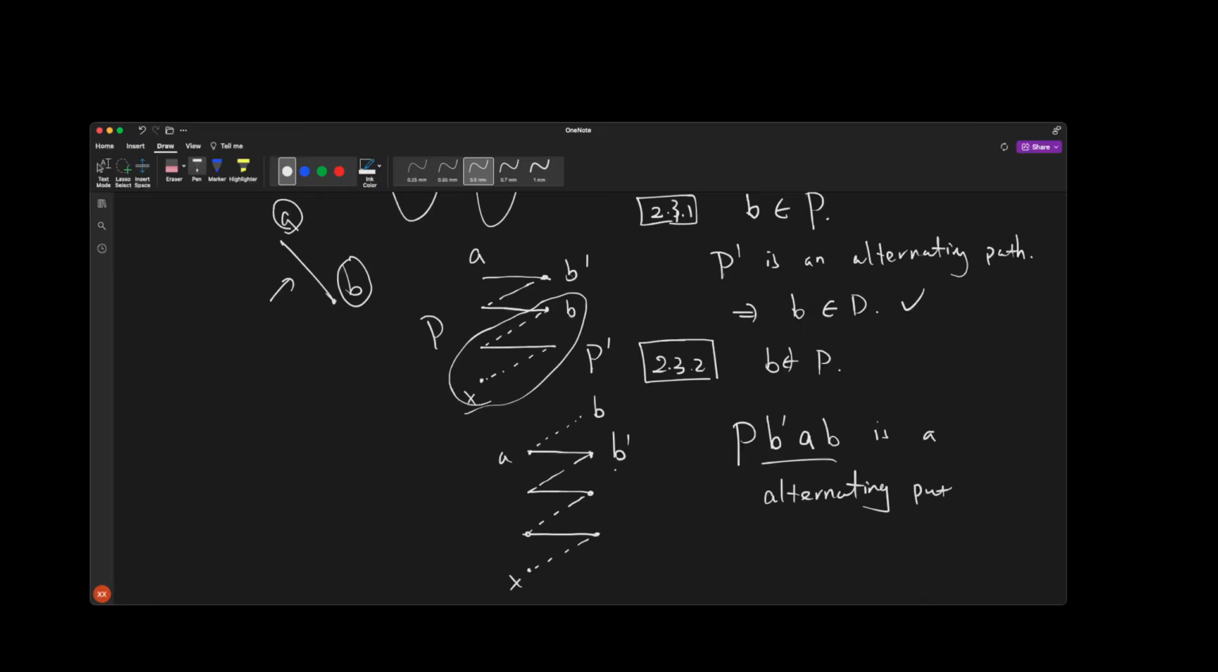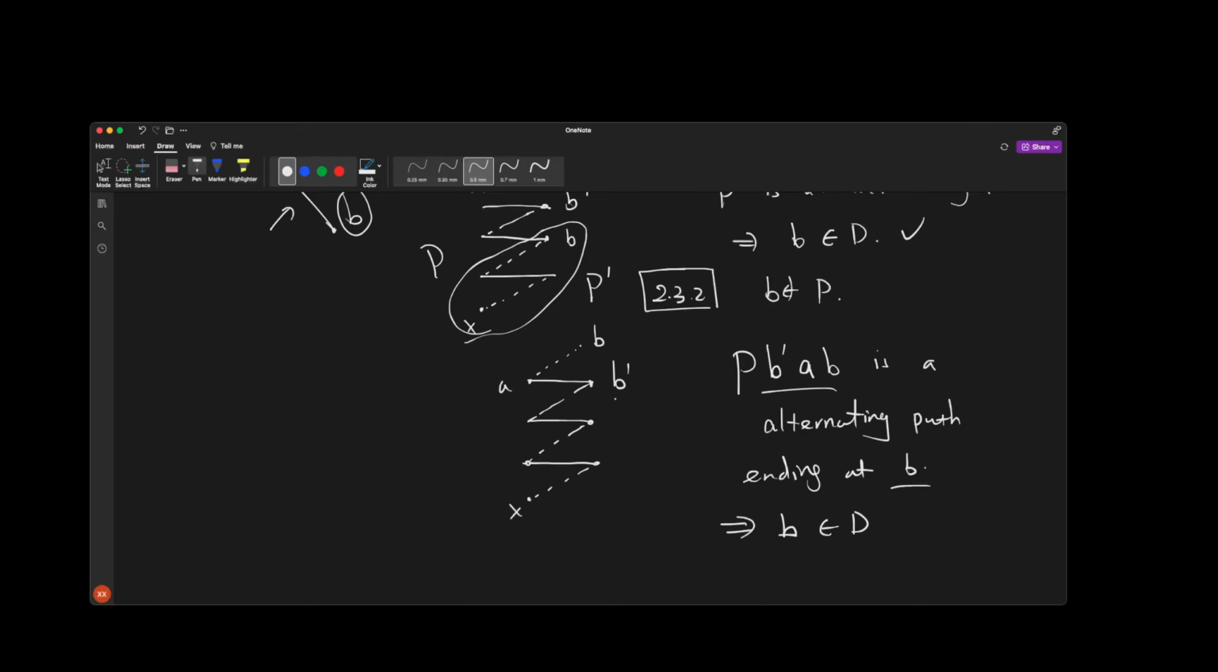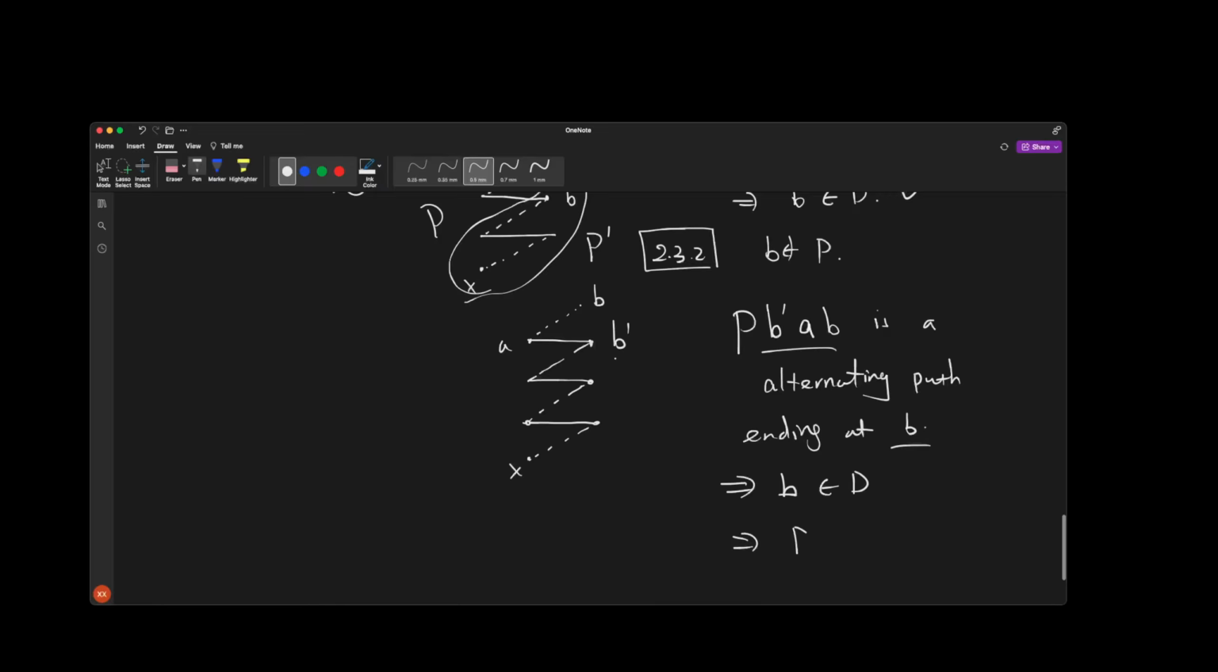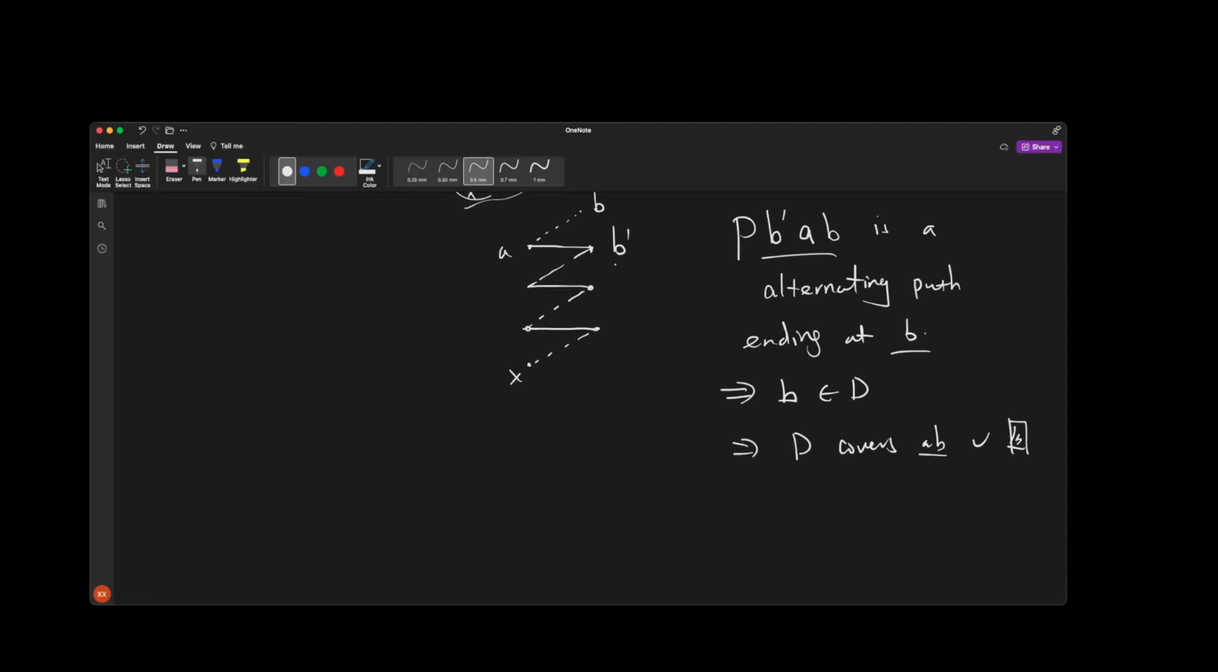So it's an alternating path ending at B. By definition, B must belong to D, by the choice of D. So it means that D covers AB also. So in all cases, D covers all edges. Okay, so this is the full proof. It's a little involved. So the key is to use the idea of augmenting paths and alternating paths.